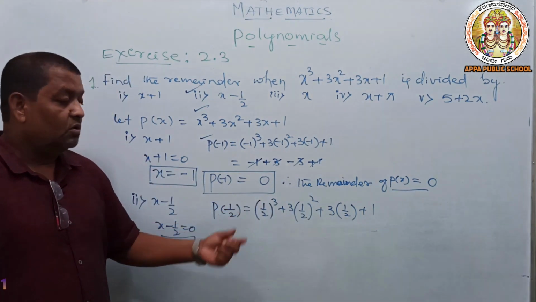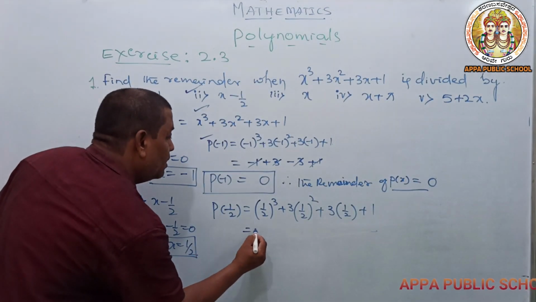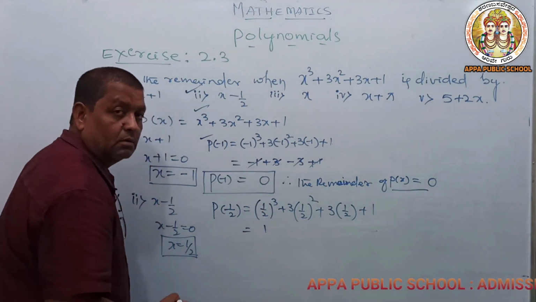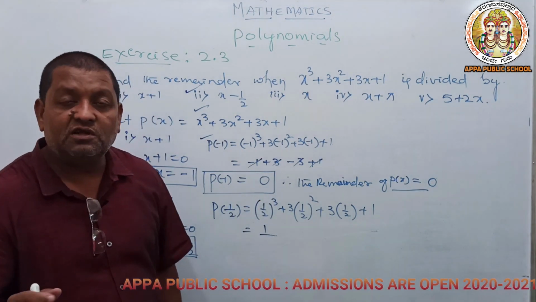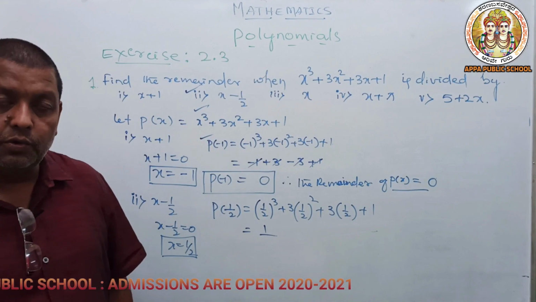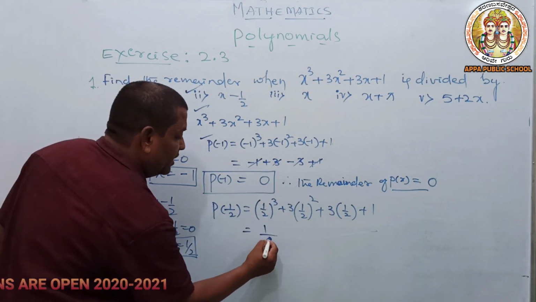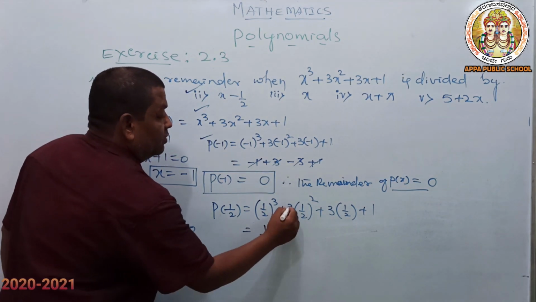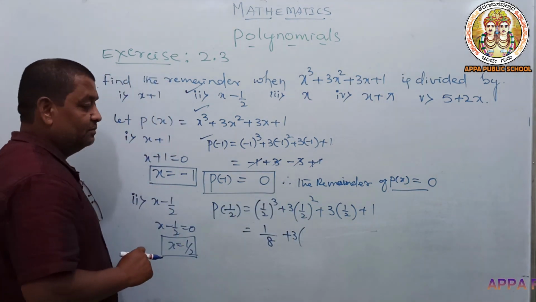Okay, what is next? Open the bracket. 1 cube is 1. 2 cube, so it is not 2 times 3 equals 6. 2 cube means 2 into 2 into 2. So 2 2s are 4, 4 2s are 8. Once again, first open the bracket, afterwards multiply by the outer term.